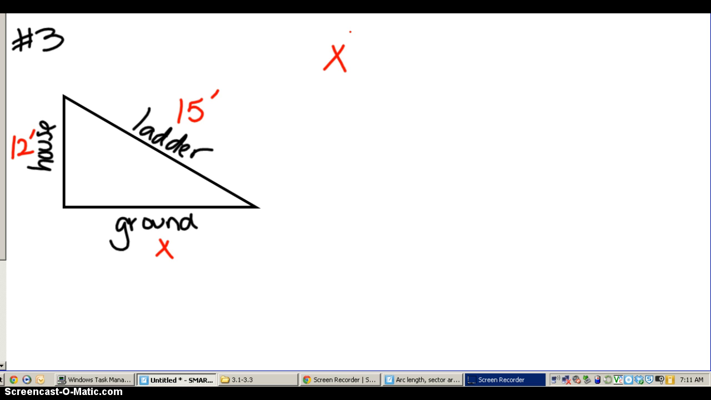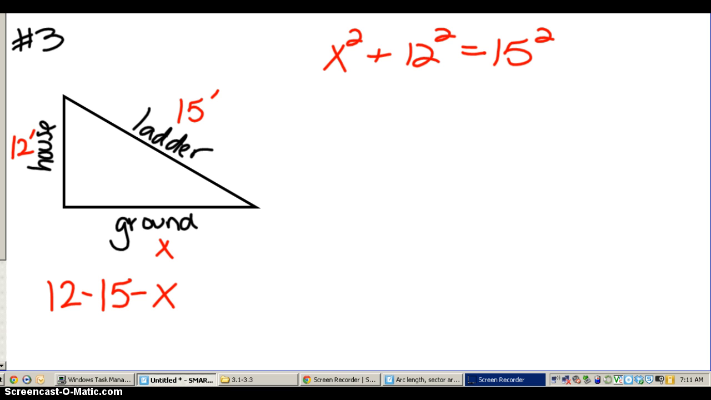Alright, so we have a leg squared plus a leg squared is equal to a hypotenuse squared. Again, noticing I have a 12 and a 15 and then x. And the greatest common factor between these two would be a 3. Let me change this. The x is the leg. The 15 is the hypotenuse.